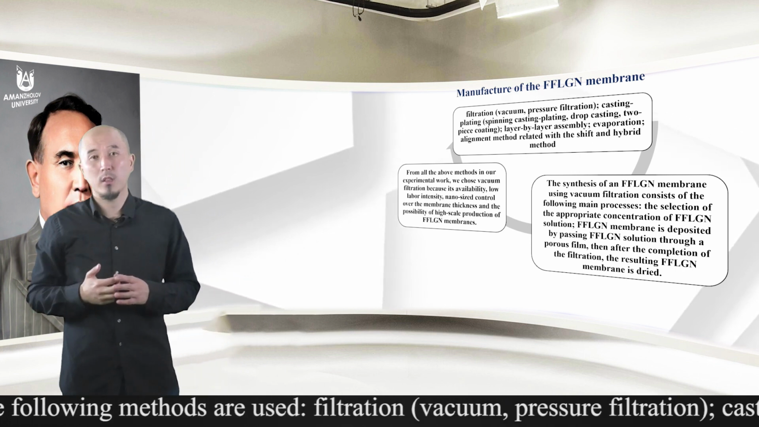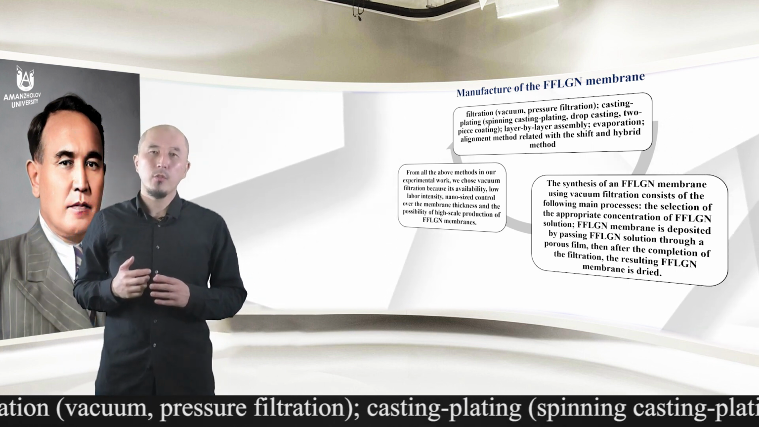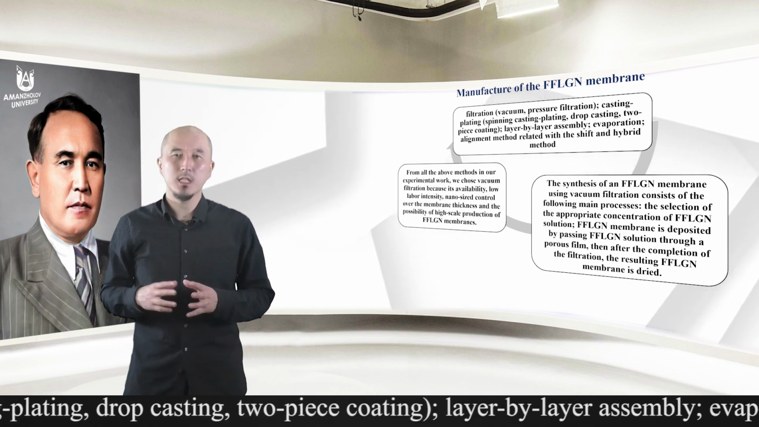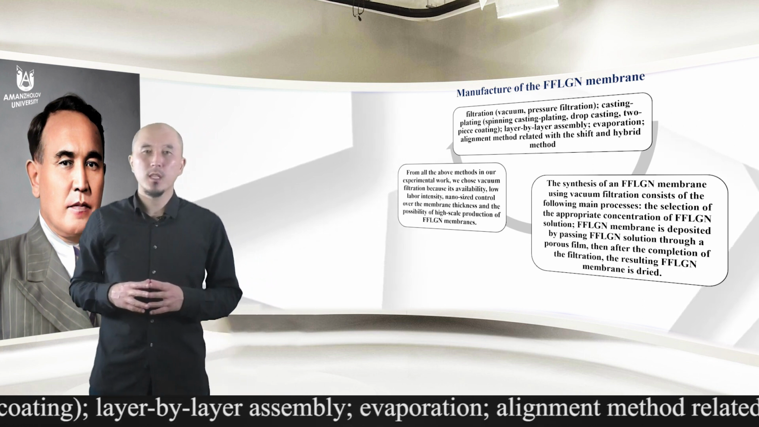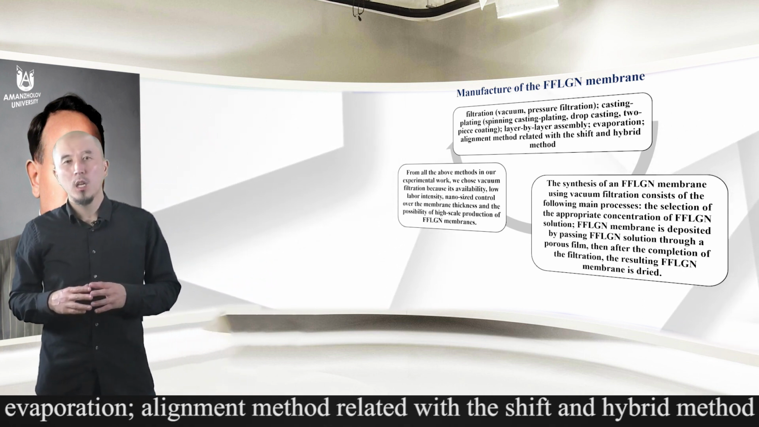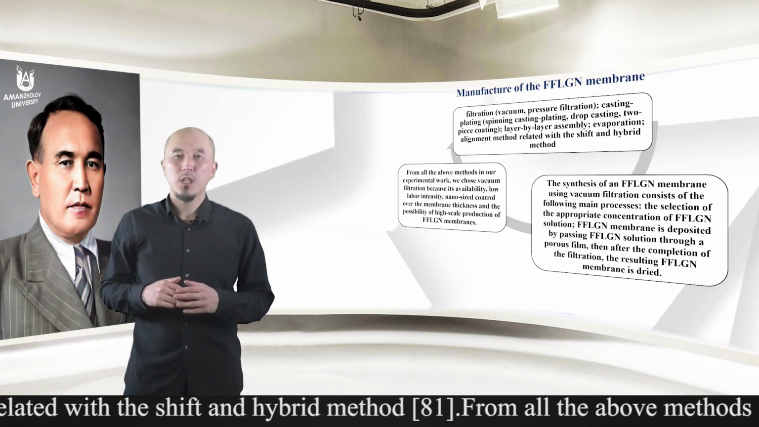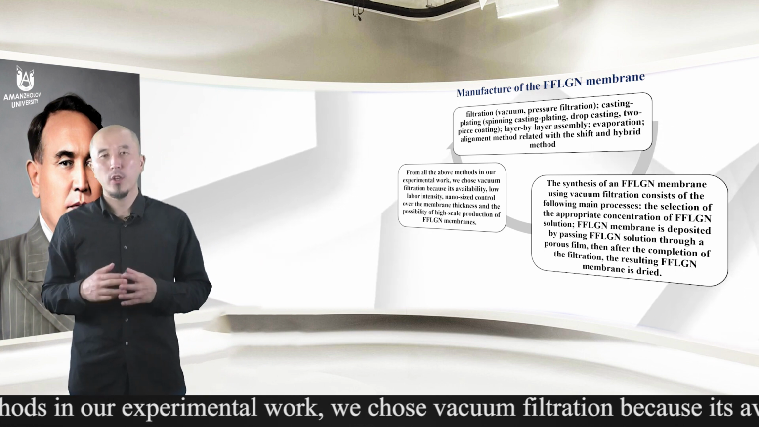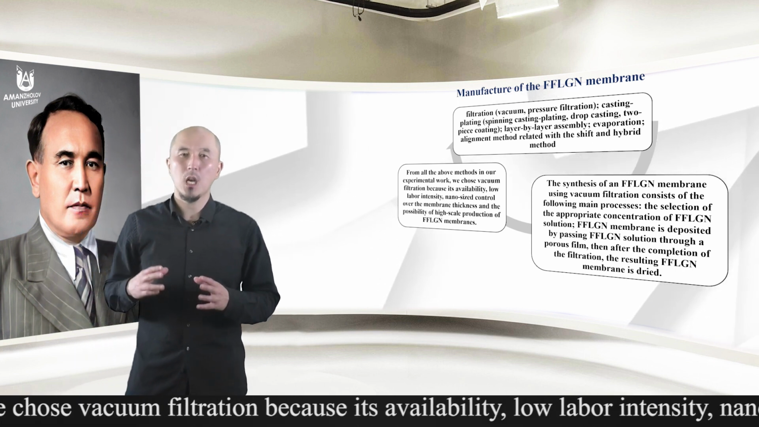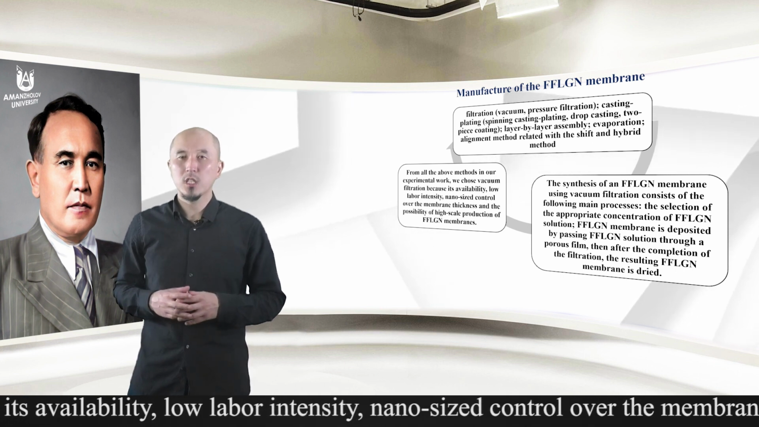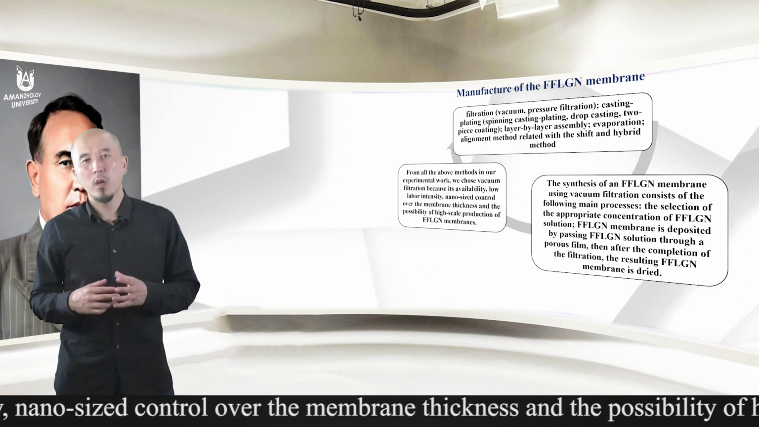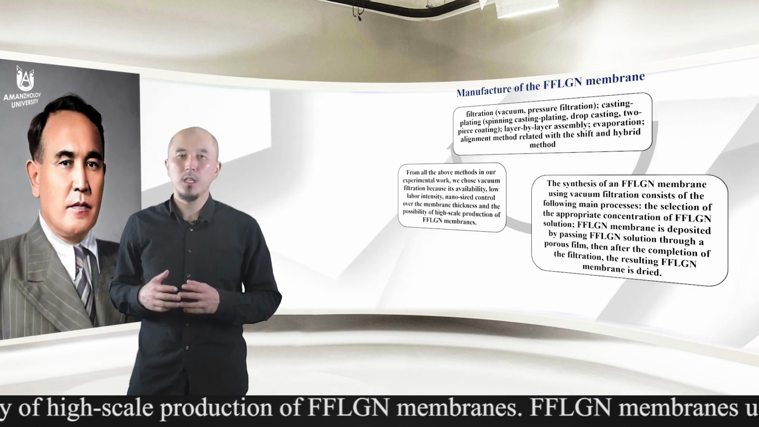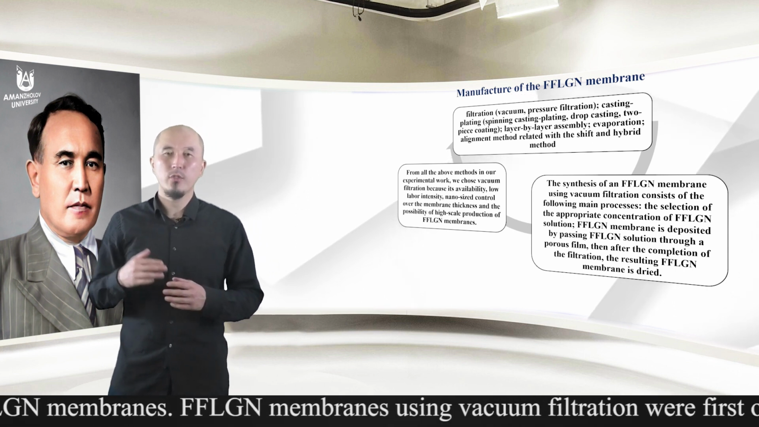For the manufacture of FFLGN membrane, the following methods are used: filtration, vacuum filtration, pressure filtration, casting, spin casting, drop casting, dip coating, layer-by-layer assembly, evaporation-induced alignment method, and hybrid methods. From all the above methods, in our experimental work, we chose vacuum filtration because of its availability, low labor intensity, nanoscale control over the membrane thickness, and the possibility of large-scale production of FFLGN membranes.